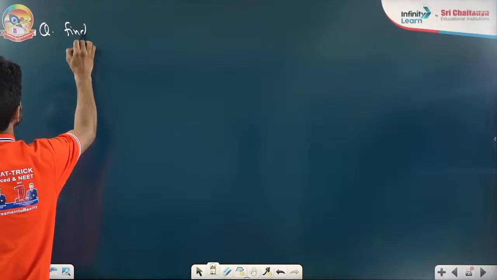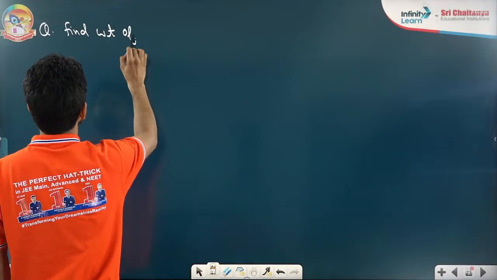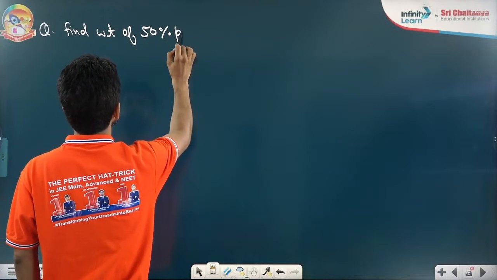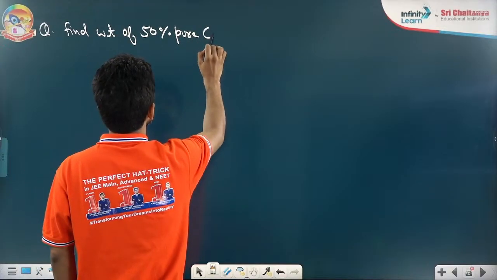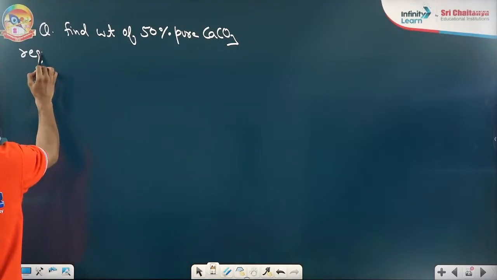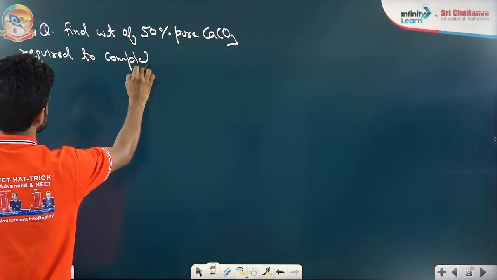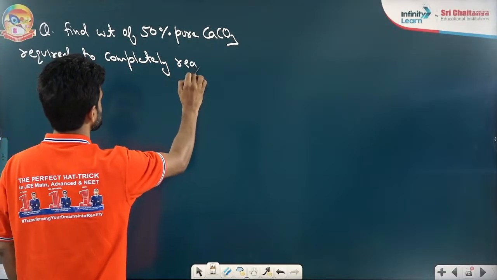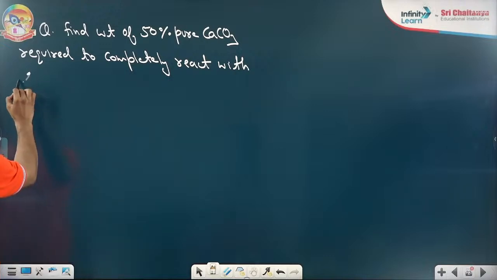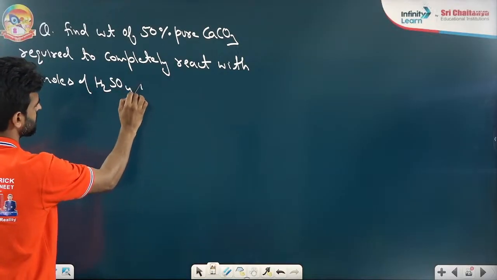Find the weight of 50% pure CaCO3 required to completely react with 2 moles of sulfuric acid in the given reaction.